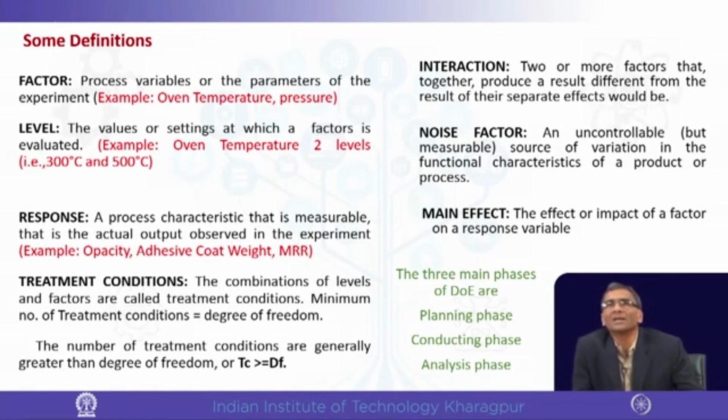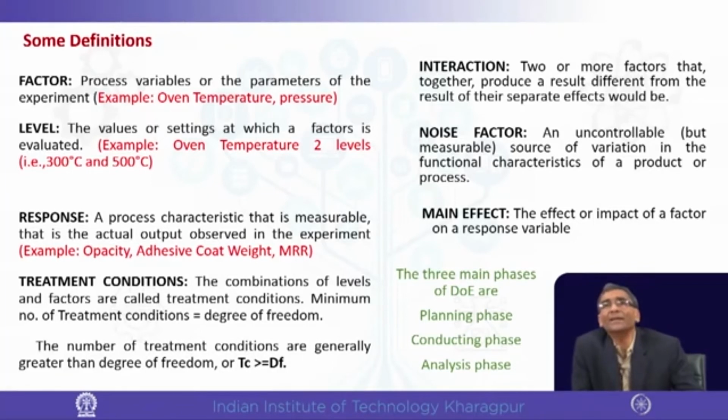Experiments are treatment conditions. Interaction is there if we are talking about multiple factors and those factors influence each other. Noise factor we have mentioned, and main effect is the effect of the individual parameters that we are discussing so far. DOE has basically 3 phases: a planning phase, a conducting phase, and an analysis phase. The planning phase is which orthogonal array, etc., we will take up. The conducting phase is actually carrying out the experiment, and the analysis phase is what result comes and what it gives.